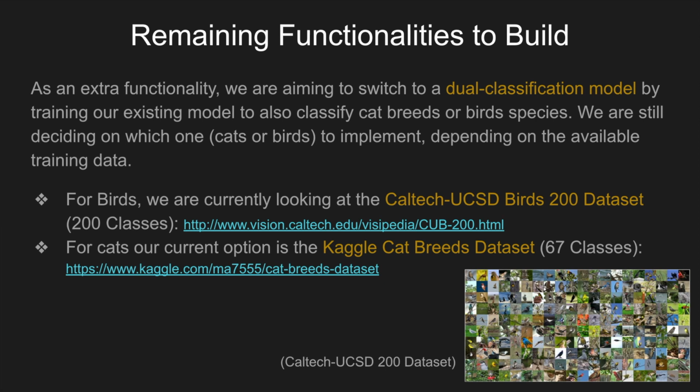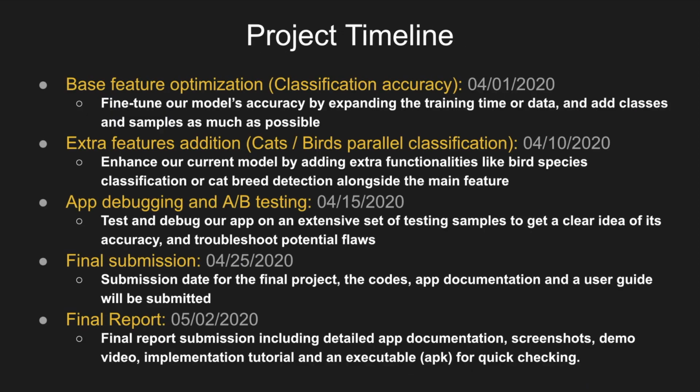So we're still discussing which one will be more advantageous, knowing we have more data for birds, but also knowing that cats are more frequent and easier to catch and classify in real life. Most of us have cats or dog pets, but not everybody has a bird pet. Let's move to the next slide.